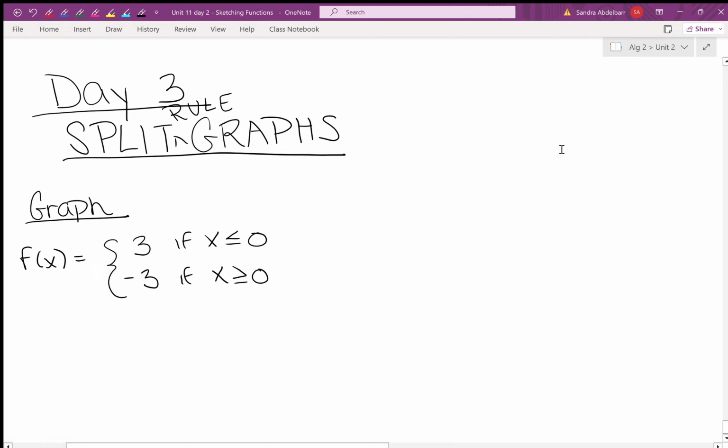Okay, so what we're doing now is we're graphing two different things on the same graph. But they also have different domains. So let me show you how we're going to go about doing this. Let me insert a graph.